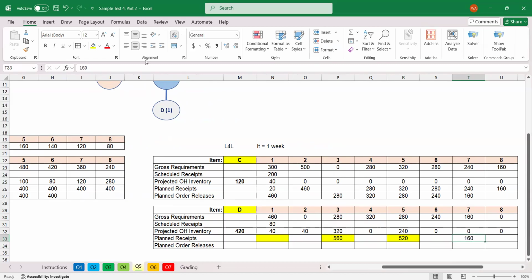Okay. All right. And the lead time here is 1 week. So we know we're going to be placing an order a week prior to that: 560, 520, and 160. Okay. And that completes this question.